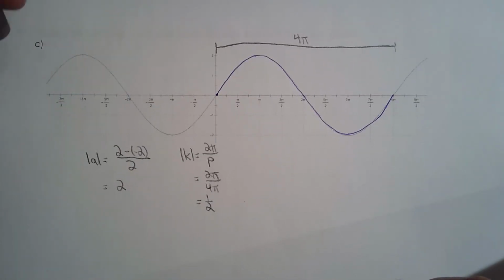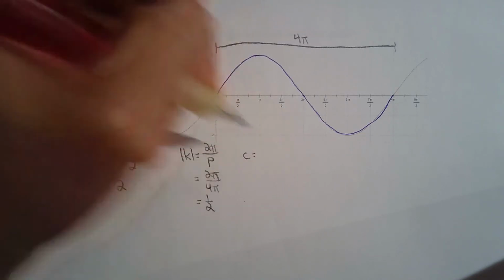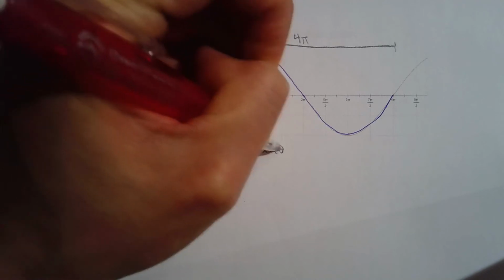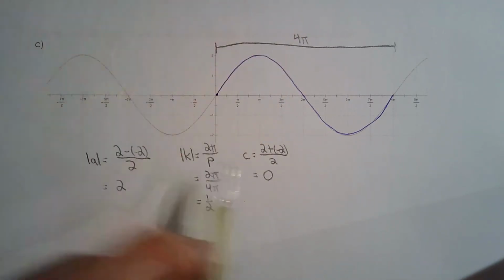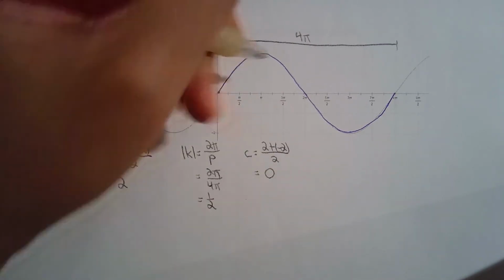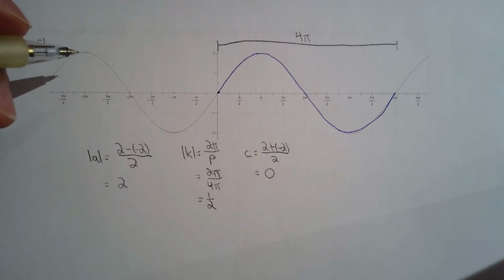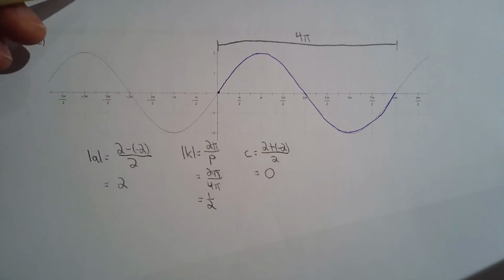So you must have horizontally stretched by a factor of 2. What about C? Max plus min divided by 2. Average the max and min values. You get 0. And that's what I expected because the middle of the wave is on the x-axis. Alright, so purple. I just want to make sure I colored it correctly. Yeah, purple is sine from my previous 2 examples.